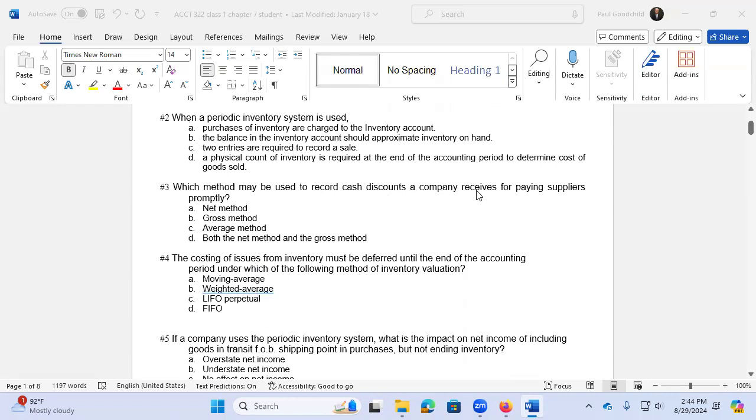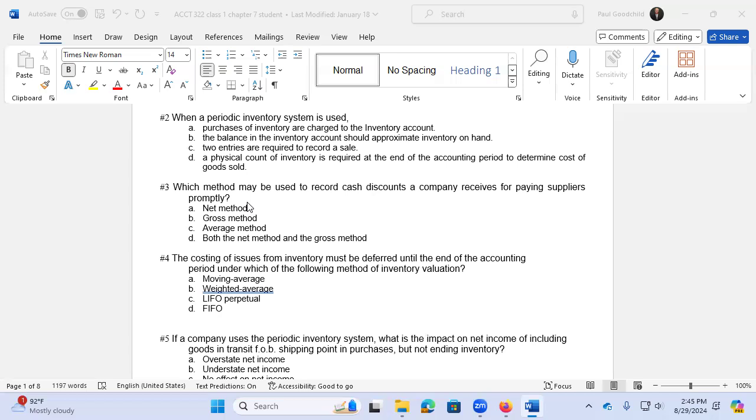Which method may be used to record cash discounts a company receives for paying its suppliers promptly? So the net method is not correct. The gross method is not correct. The average method is not correct. But both the net method and the gross method can be used. So that is D. Essentially, that tells you if I make a purchase, then I have two options.